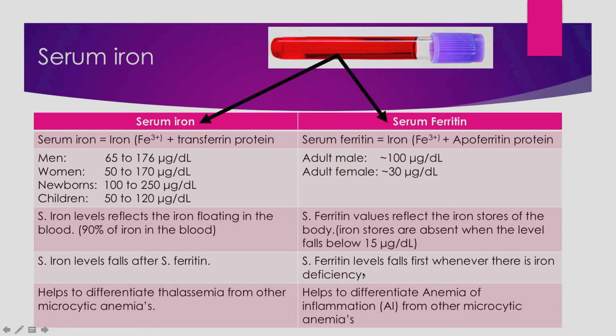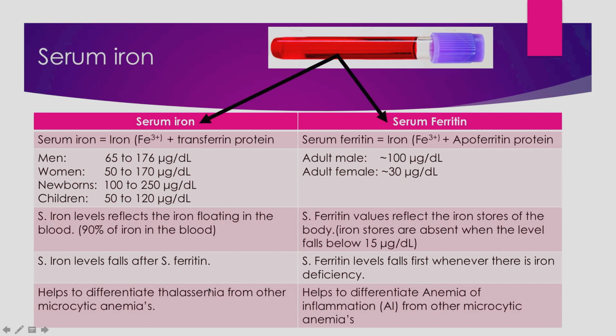So the first level to fall in iron deficiency is serum ferritin. When the serum ferritin levels are completely exhausted, that means they are below the range of 15 microgram per deciliter, we say that the iron stores in the body are absent. After that, the serum iron levels in the body also start falling. So serum iron and serum ferritin are helpful to differentiate thalassemias from other microcytic anemias, for example iron deficiency anemias. We will talk about this when we study the thalassemias.